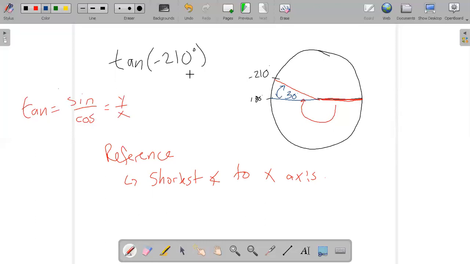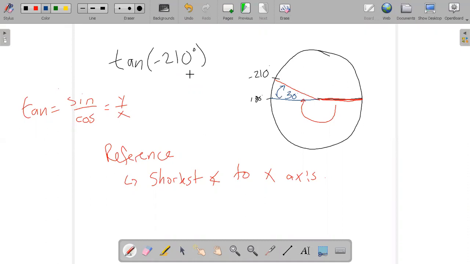You should see that. You should be able to find that. Negative 210 shows up right there, and the square 30 shows up right there. Those are the same distance away from the x-axis. So you could try to use the reference angle, but when you use the reference angle, you have to make sure you're paying attention to the appropriate quadrant.